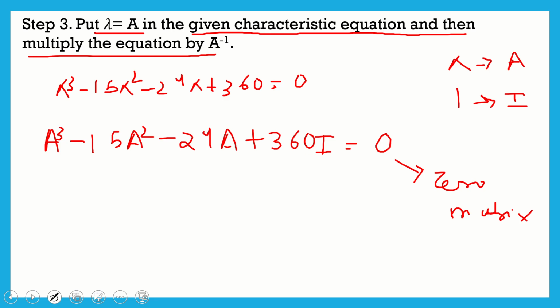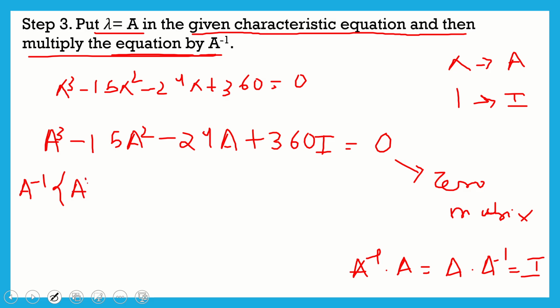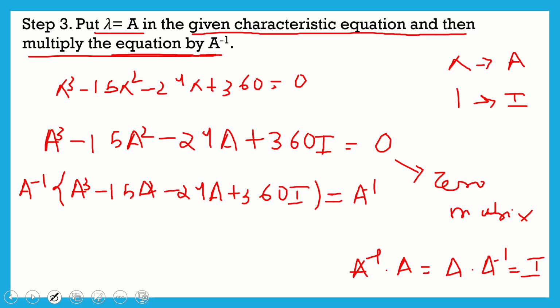Okay, now it is asked to multiply the equation by A inverse. Now you know that A into A inverse or A inverse into A, both will give you I, and I into something will give the same thing. So let us multiply it. Minus 24A plus 360 into I is equal to A inverse into the zero matrix.